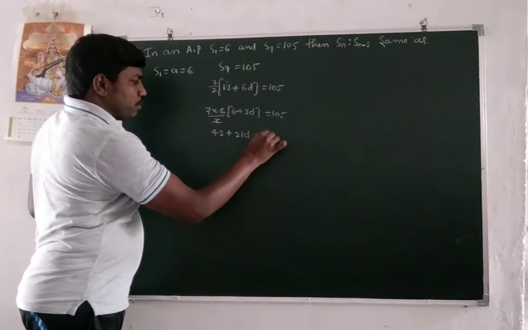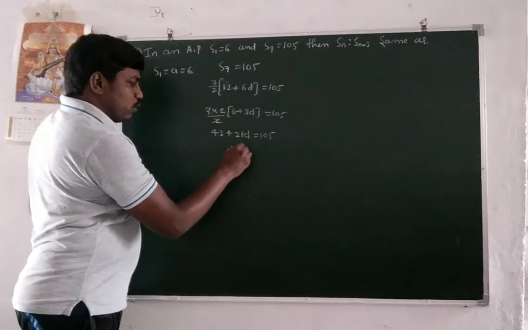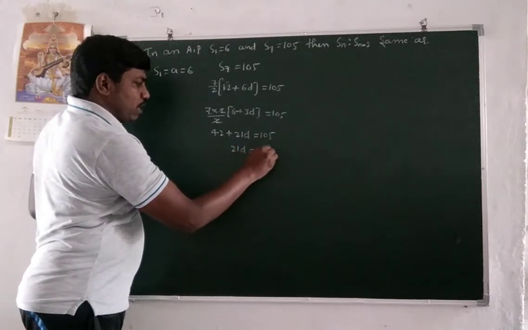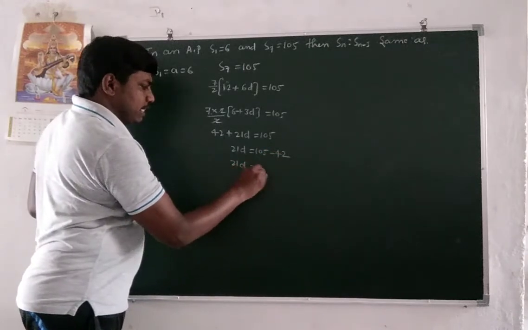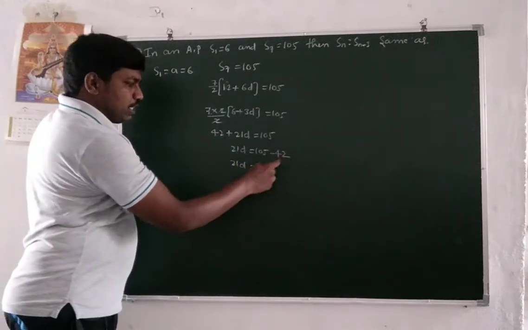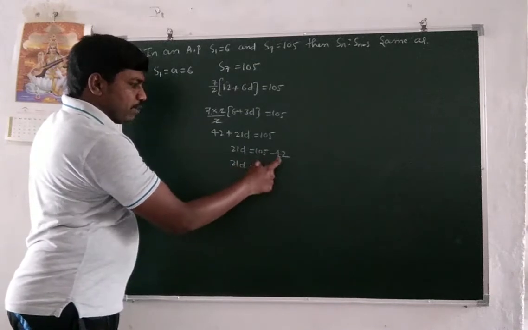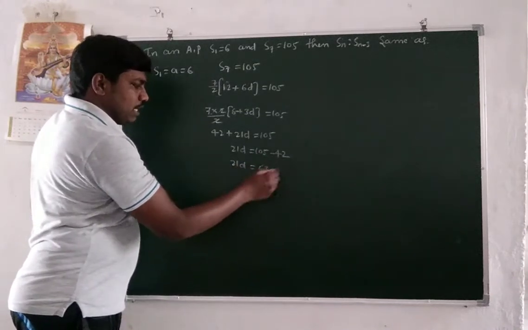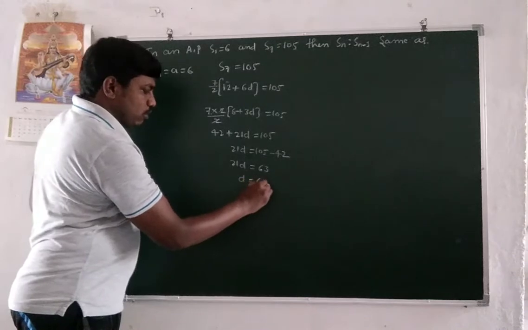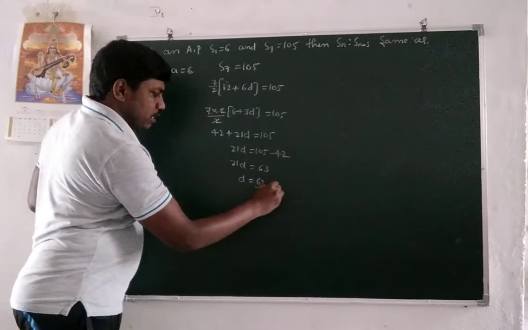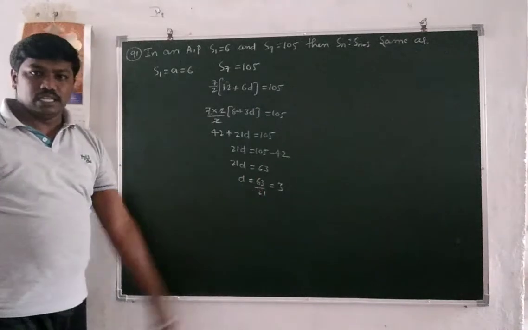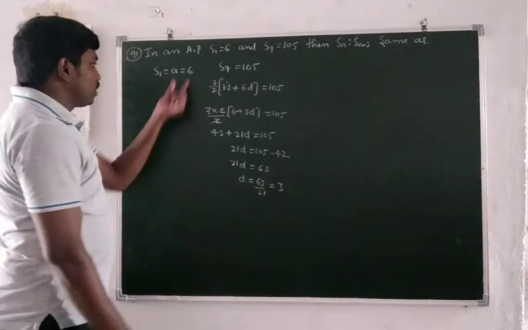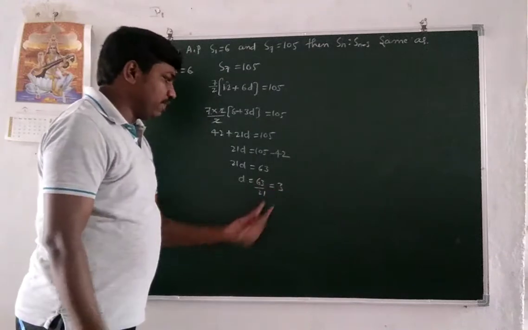So 21D is equal to 105 minus 42. So 5 minus 2 is 3, and 10 minus 4 is 6. So D is equal to 63 by 21, so D is equal to 3. 21 3s are 63, right? So the first term is 6 and the common difference is 3.